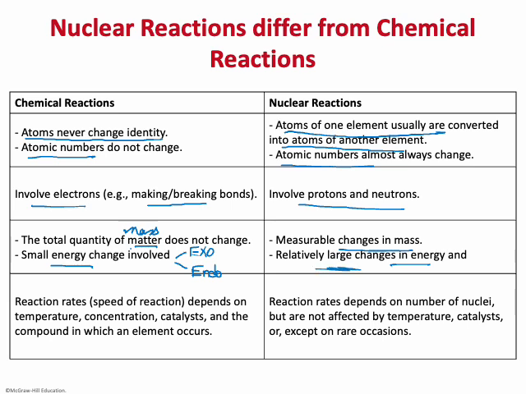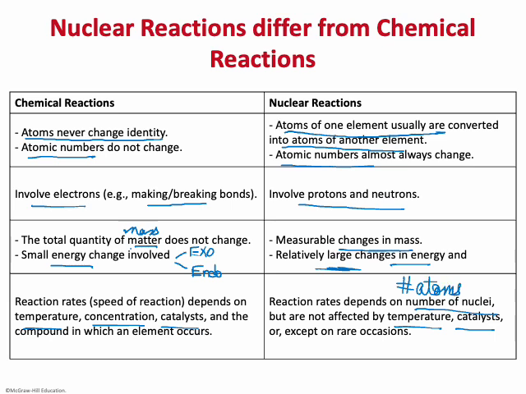Rate of a chemical reaction, we can speed it up, we can slow it down, we can control the speed. How? You can change the temperature, you can change the concentration, use a catalyst, right? So all these things can change the rate of a chemical reaction, but you cannot change the rate of a nuclear reaction. It does not depend on temperature or catalyst, but it does depend on the number of nuclei, not the concentration, but the number of atoms.